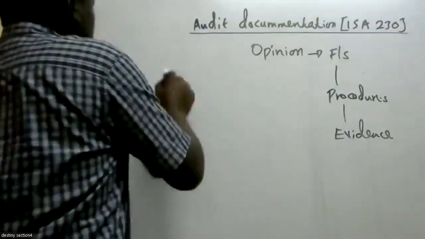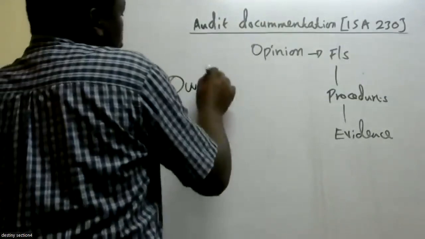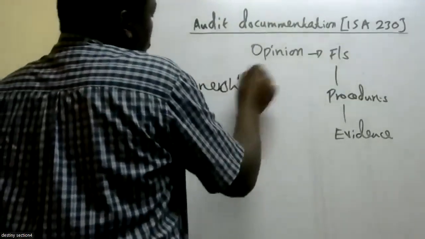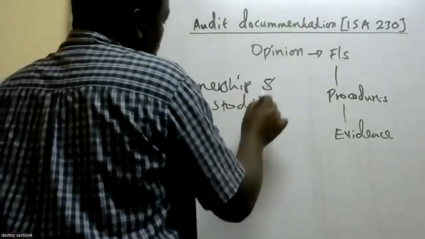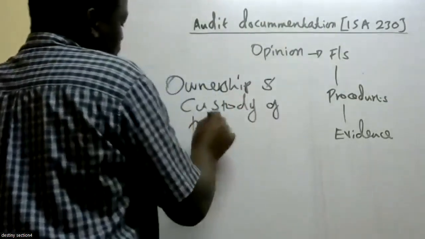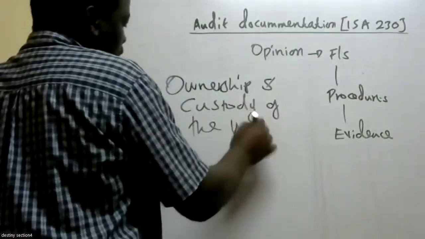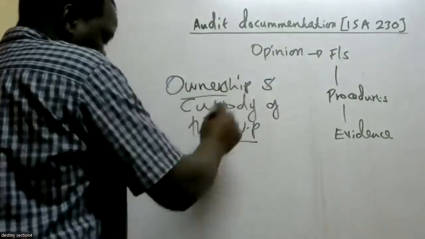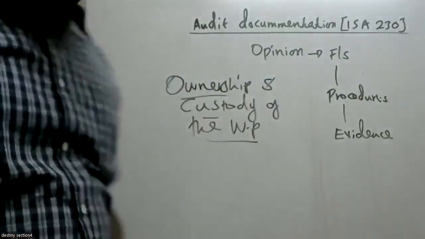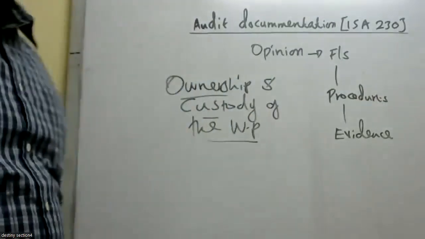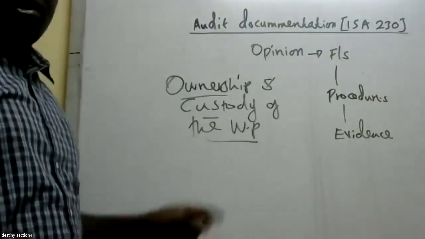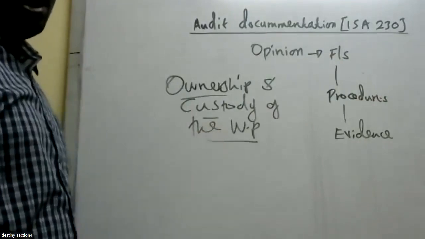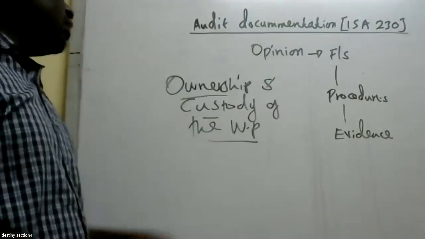Now, we have this issue of the ownership and custody of the working papers. This happens to be a contentious matter on who has the rights for ownership and the custody of the working papers. Is it the auditor or the client?